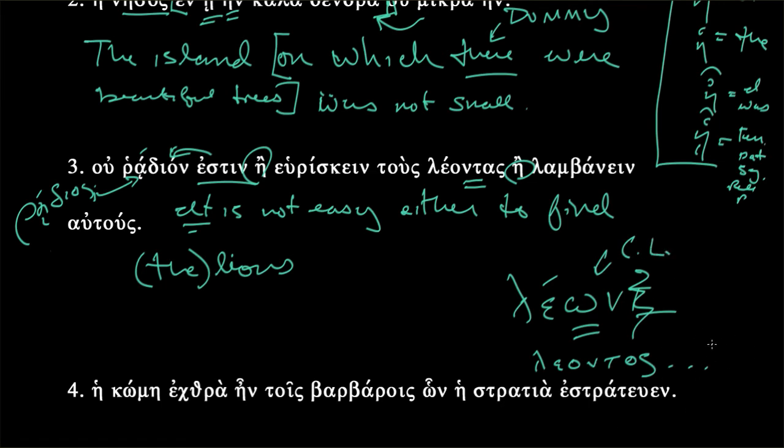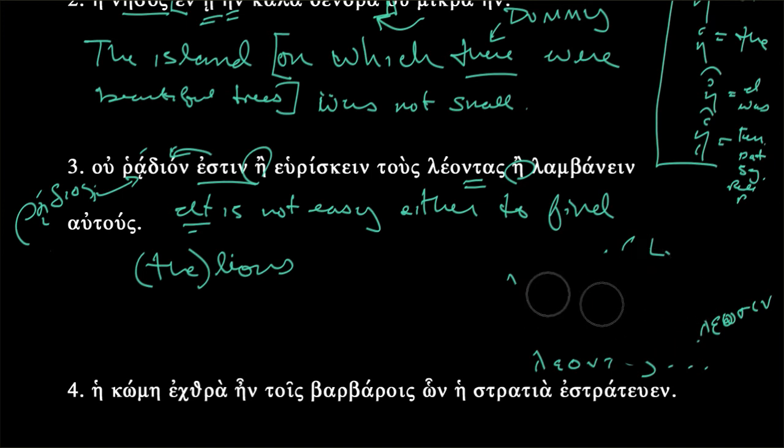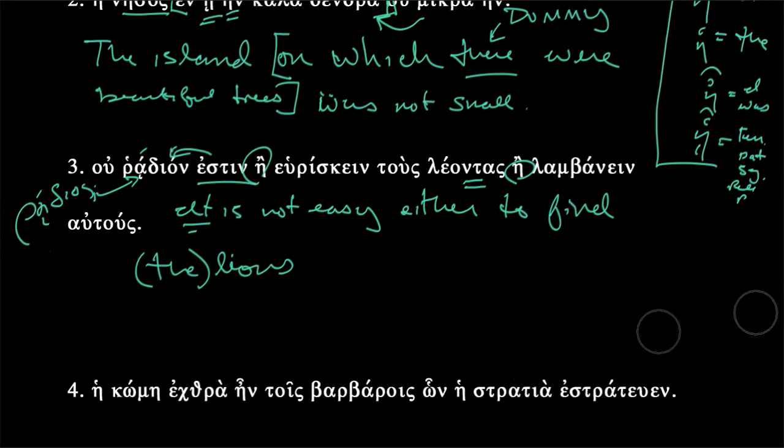We don't have that kind of corrosive movement that we do have elsewhere. And we will have in the plural of lions dative, which is going to be leosi. But that's neither here nor there. All that we need to know now is it's accusative in the direct object of hieriscating. It is not easy either to find the lions or, that's the second A, to capture. That's lambane. And then autus, well, what does that mean? That means them in this case.